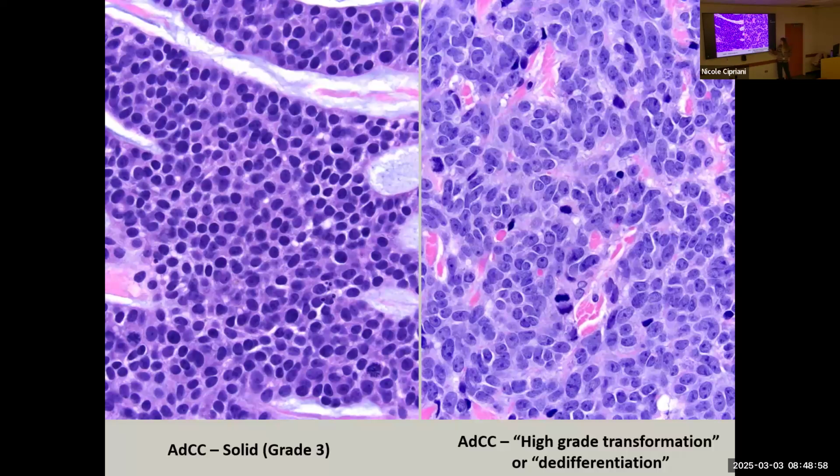The one thing I want to point out is that pretty much any salivary carcinoma that starts off as a low grade carcinoma can undergo high grade transformation, or sometimes referred to as dedifferentiation. This is like you look at it, you have no idea what it is anymore, right? So you have to either prove what it is by genetics or by morphology in some other area.